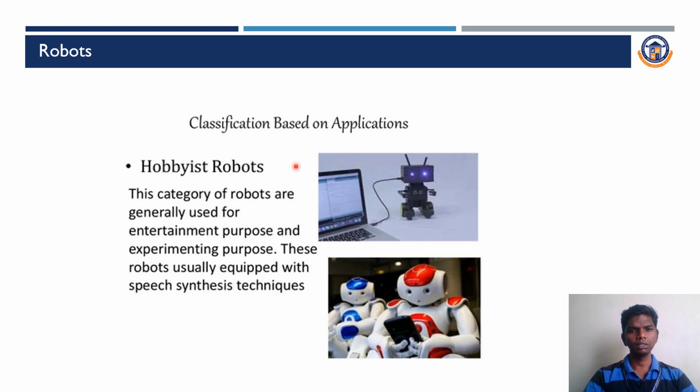These two diagrams show the hobbyist robot. We all know what a hobbyist is. It is for entertainment purposes. This category of robots is generally used for entertainment and experimenting purposes. This robot is usually equipped with speech synthesis techniques. This type of robot is called a hobbyist robot.